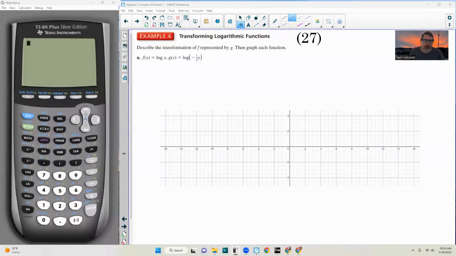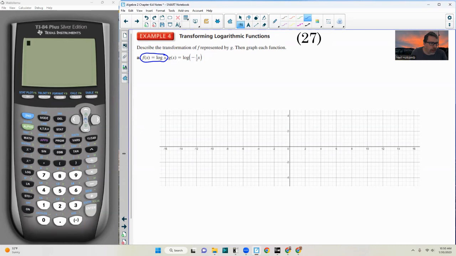Okay, so here's example 4, transforming logarithmic functions. We've done exponentials. Now let's do the logarithms. Describe the transformation of f represented by g, then graph each function. So the first thing we're going to do is look at the parent function, log of x. Let's take a look at that.